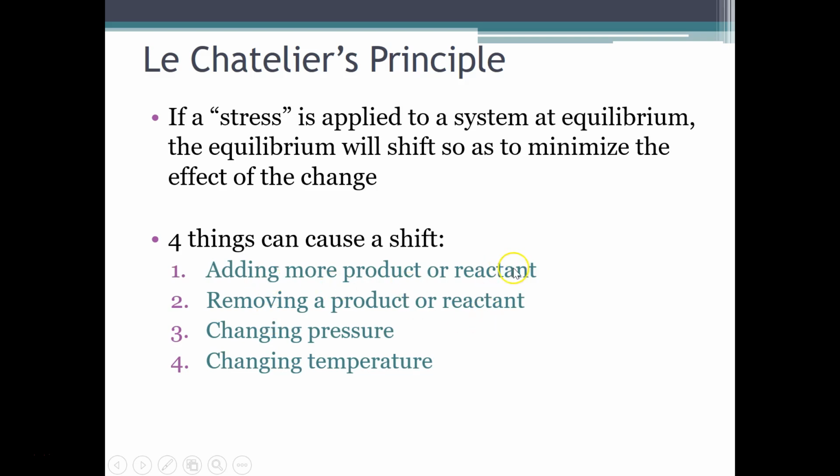1, adding more product or reactant, 2, removing a product or reactant as it's formed, 3, changing the pressure, or 4, changing the temperature. And remember that changing the temperature will also change the value of the K expression, but these other factors will not.